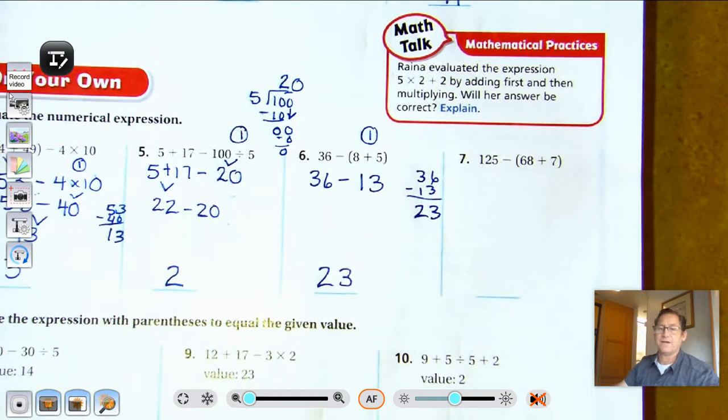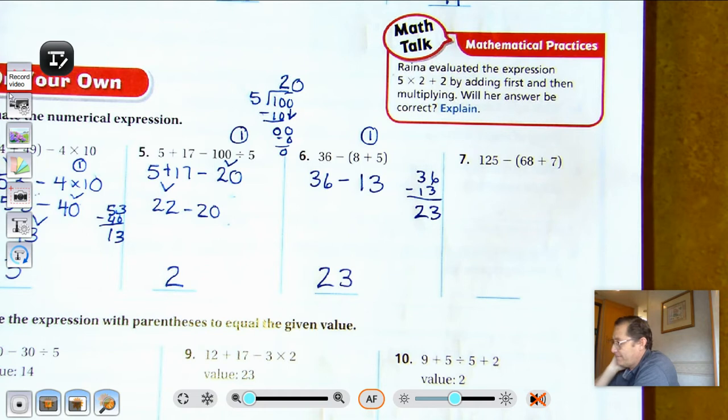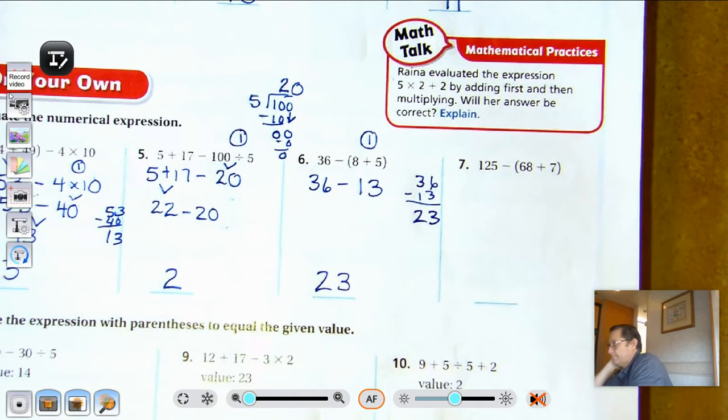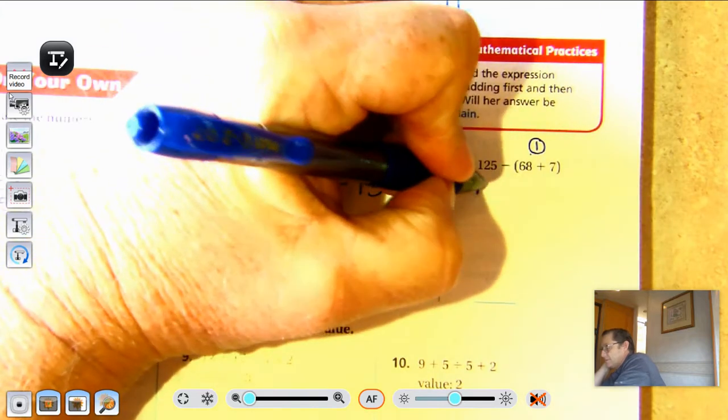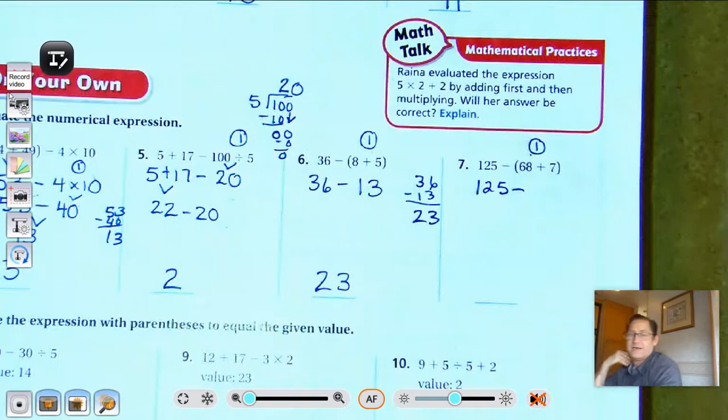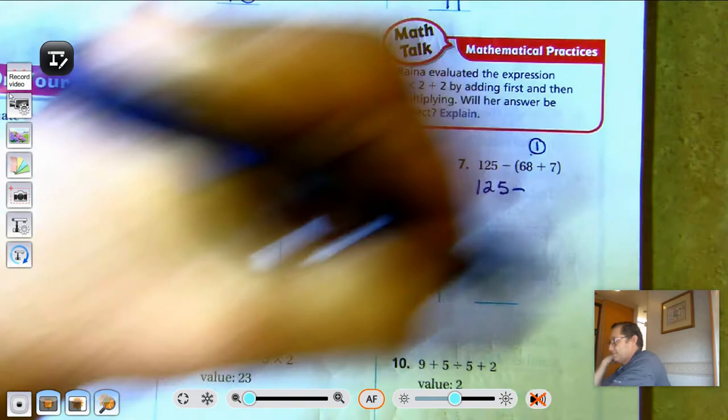All right, number 7. We have 125 take away the sum of 68 and 7. All right, again, I see parentheses, so that has to go first. So we're going to have 125 take away the sum of 68 and 7.